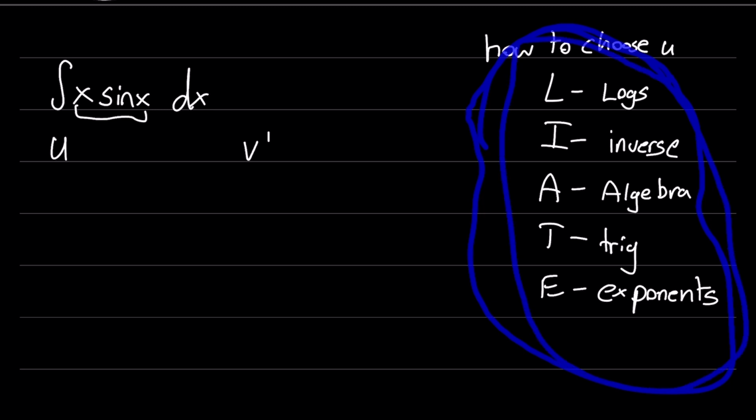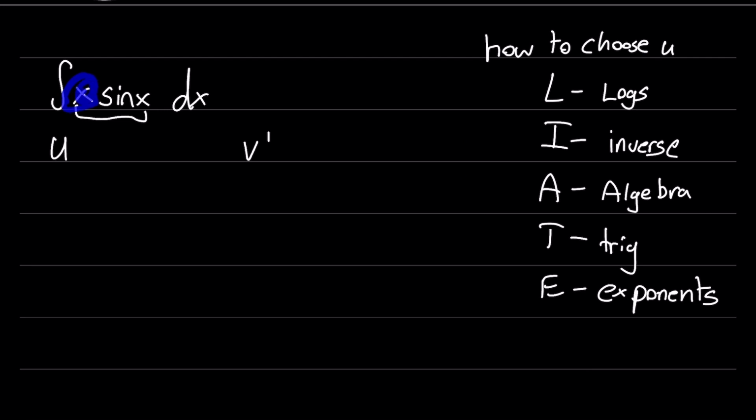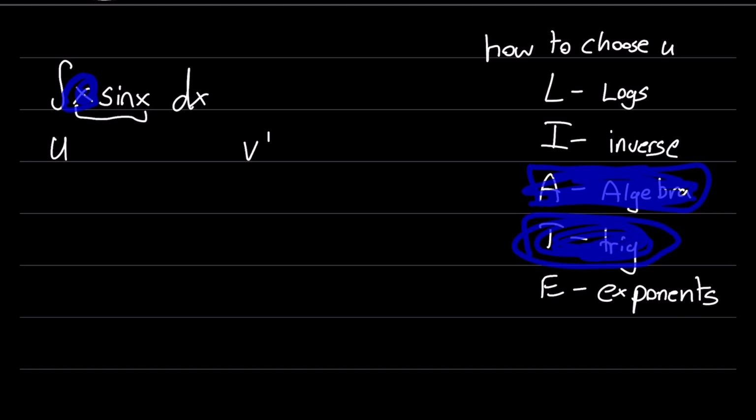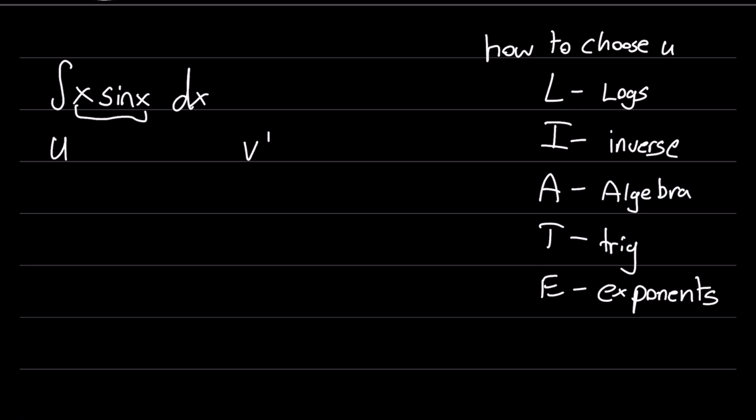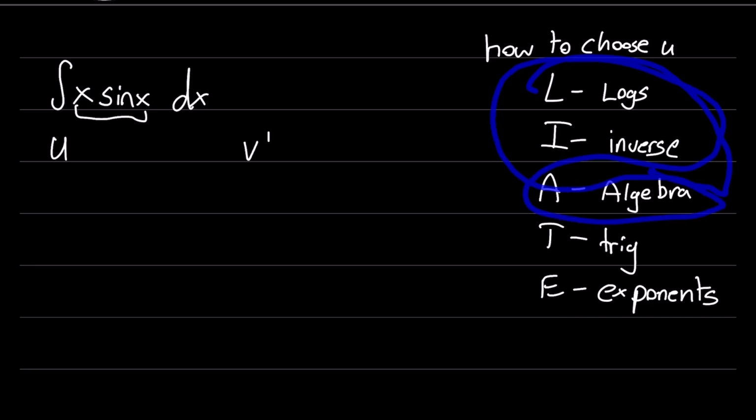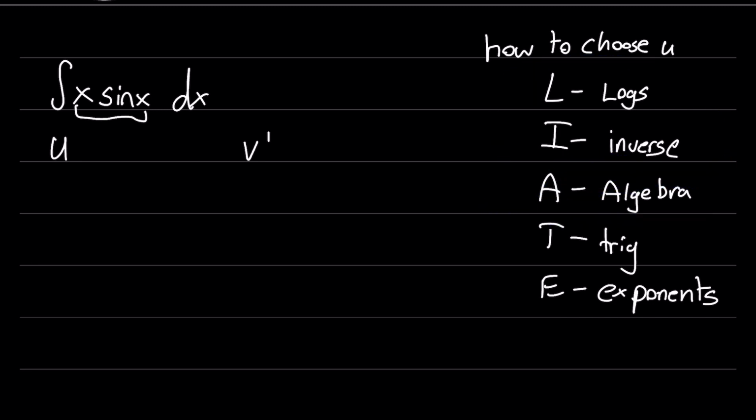And we compare it. So we see that we have x and we have sine x. So x is algebra, because you do a lot of linear algebra probably, so x is algebra. And then we see trigonometry, because sine x is trigonometry. So in this case, the order is supposed to go from top to bottom. In this order, we are going to choose the first thing that we see. So in this case, the first thing we see is algebra. So we'll let our u equal x, and we'll let our v prime equal sine x.